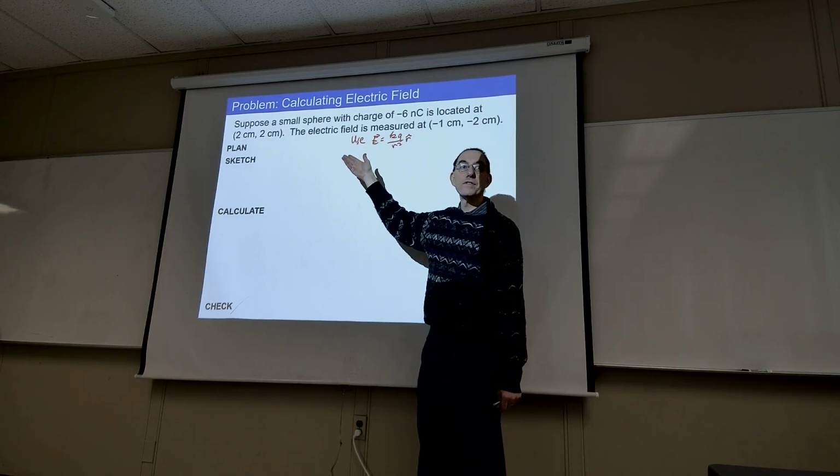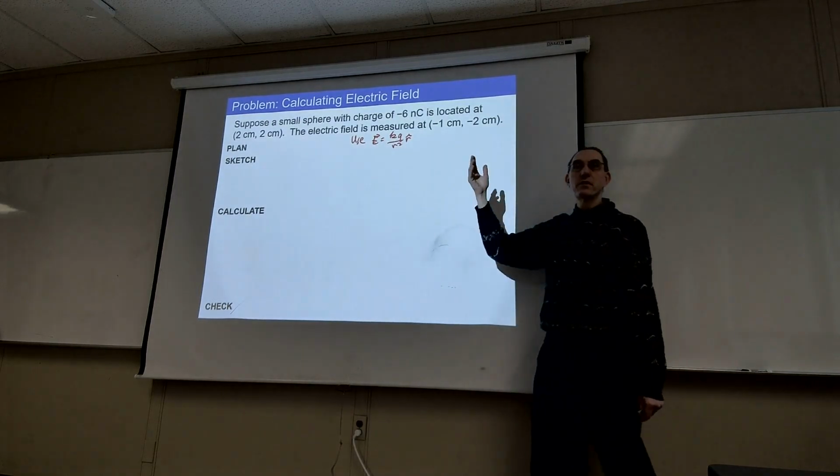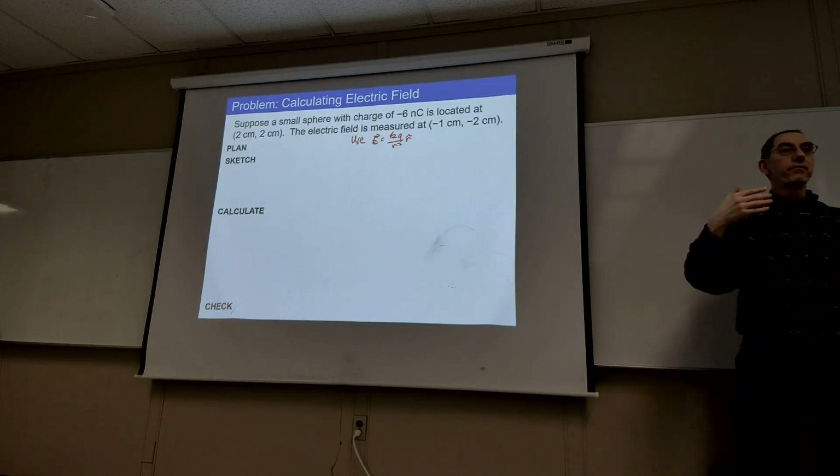This is a small sphere. A small sphere is not a point charge. So how do we solve the problem? Well, we're going to make a simplifying assumption.